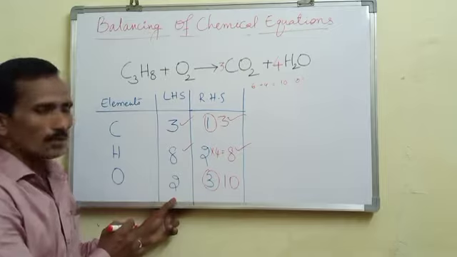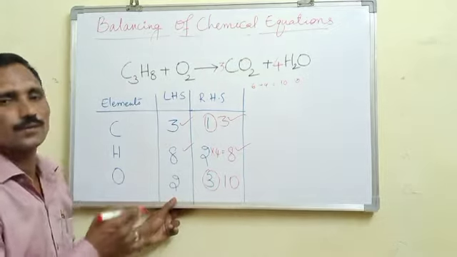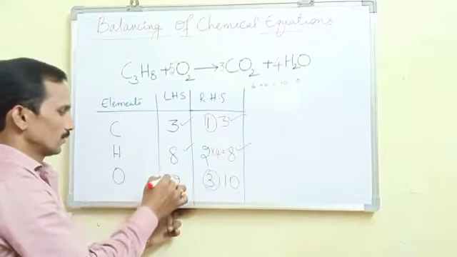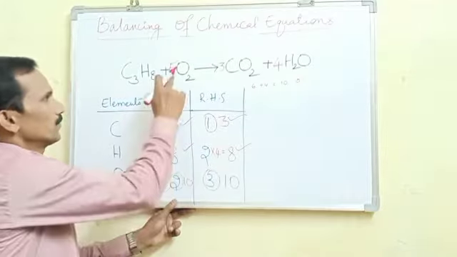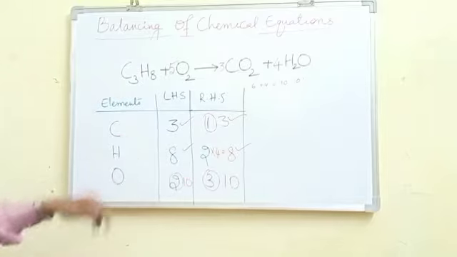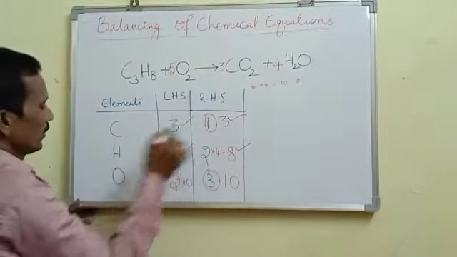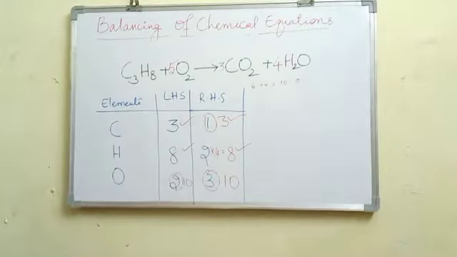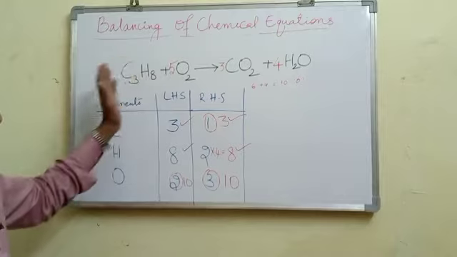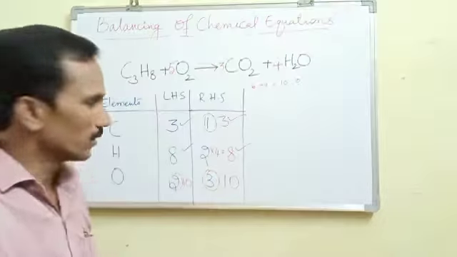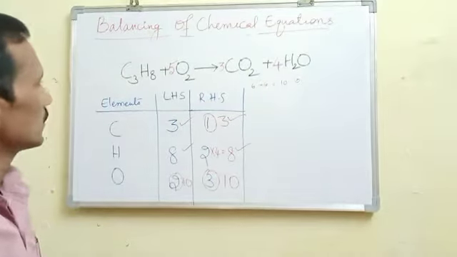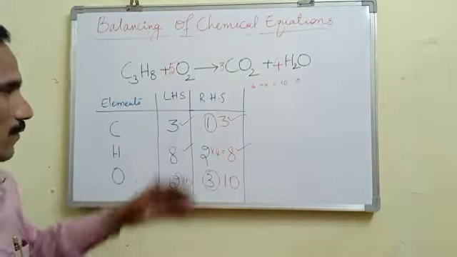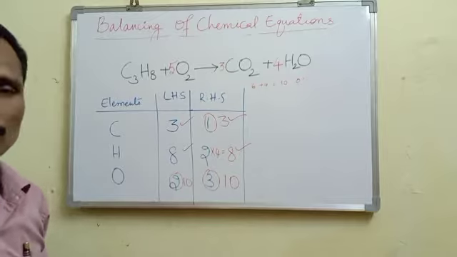Only 2. How can we make them 10? Right, we multiply with 5. So here 10, 2 5s are 10. Now check out: carbons 3, 3, hydrogens 8, 8, oxygens 10, 10. So the number of atoms on each side, left-hand side and right-hand side, are equal, same. So this equation is called a balanced chemical equation. Like this we balance the chemical equations.